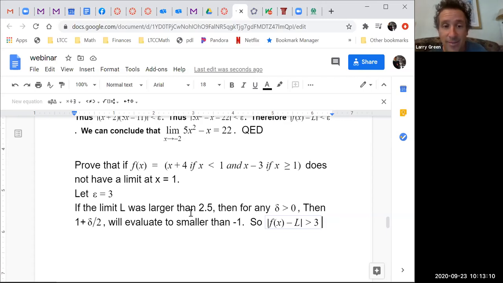I'm running out of time, but you basically do the same thing. If L is smaller than 2.5, then we look at the other side, and we go below 1. If x is 1 minus delta over 2, then we have x plus 4, and that'll be farther away than 3 from 2.5, because 2.5 plus 3 is 5.5, but if we plug in 1 to x plus 4, you get 5. Do you see that? So on either side, you're going to have a distance greater than 3, and therefore the limit does not exist.